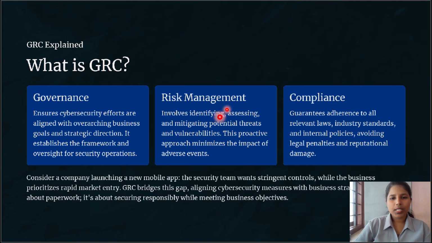And then it's about risk management. It involves identifying, assessing, and mitigating potential threats and vulnerabilities. This proactive approach minimizes the impact of adverse events. So if any risk has happened, we have to identify it, assess it, and mitigate it. Risk management is the process where, if any risk happens in a company, we have to identify it. Once we find the risk, we identify and mitigate cyber risks through practices like vulnerability assessment and threat modeling. This is what we do in risk management.